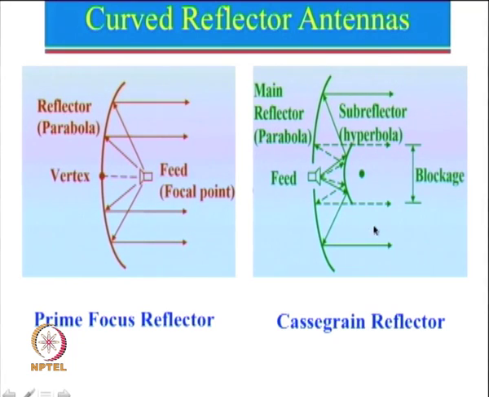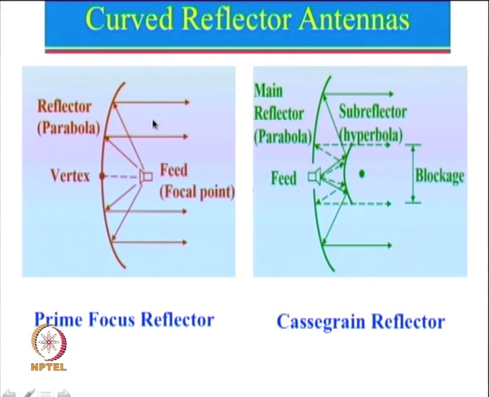Now, this is another configuration which is known as a Cassegrain reflector. What you can see over here is the parabolic reflector and the feed has been put over here, and then there is a sub reflector which has a hyperbola shape. So, from here the feed will radiate in this direction. It will reflect from this hyperbola, reflect back over here and go here. So, we can see that the reflected wave is again parallel to each other.